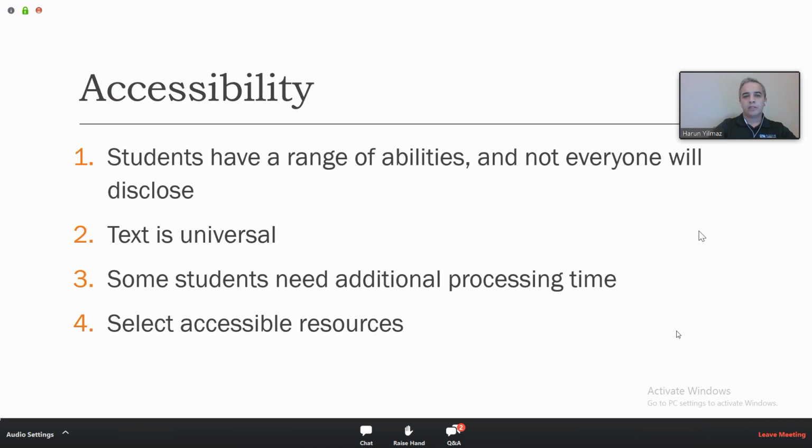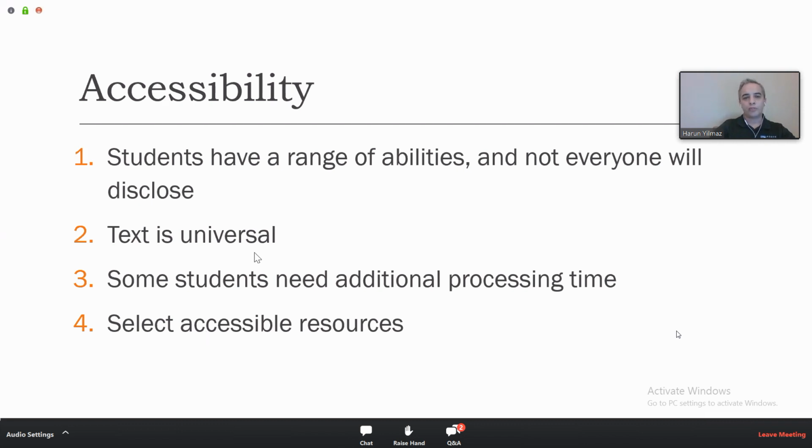Also, accessibility is another issue for the online environment you need to consider. Students have a range of abilities, and not everyone will disclose. And you need to consider those kinds of students. As you know, students who are disadvantaged in a physical environment may be even more disadvantaged in the online environment. So you need to consider those problems.